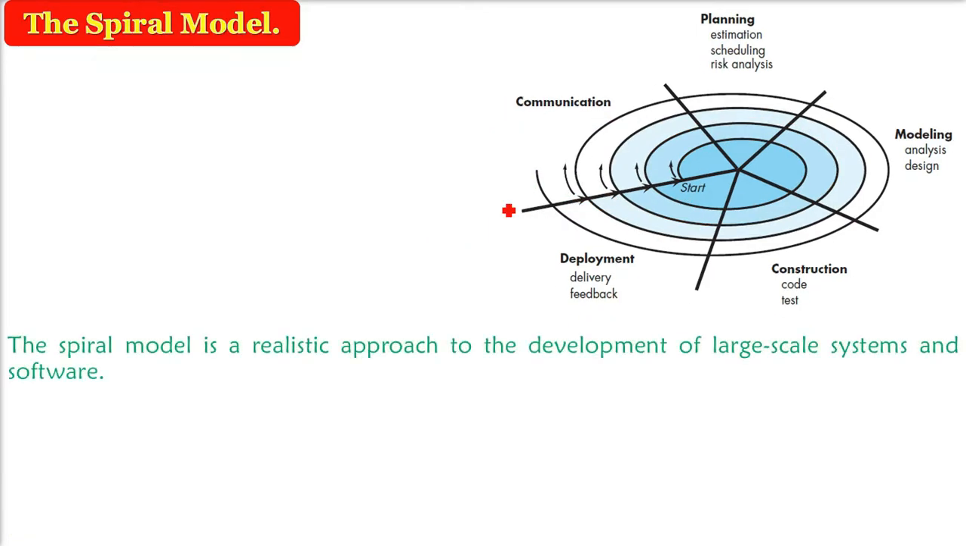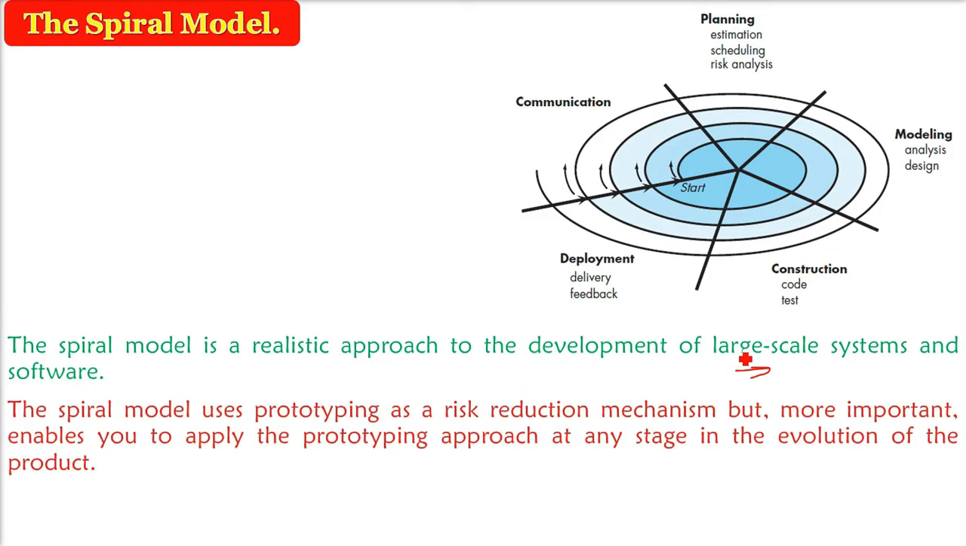So this spiral model is a realistic approach, what you see here, for large scale systems, big software. And here we use prototyping, very important, for risk reduction. Because if you make the whole software and there is a problem, you will lose the time and budget. So better to make a prototype and put it in front of the user. There will be a risk reduction, and even the software team will know what the risks are. So here we are applying the prototype approach for risk reduction every time.